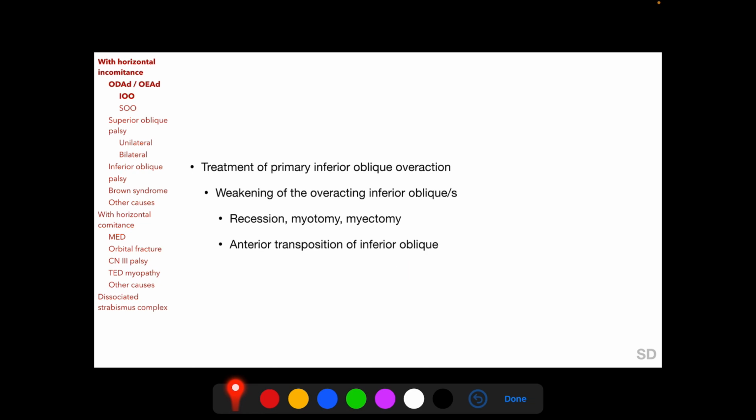We can recall that inferior oblique overaction and dissociated vertical deviation are both associated with infantile horizontal strabismus, and weakening of the overacting inferior oblique in an infantile horizontal strabismus patient with primary inferior oblique overaction is done in the same sitting as the correction of the horizontal strabismus. Treatment of secondary inferior oblique overaction, which usually occurs from superior oblique palsy of the same eye, will be discussed along with superior oblique palsy.